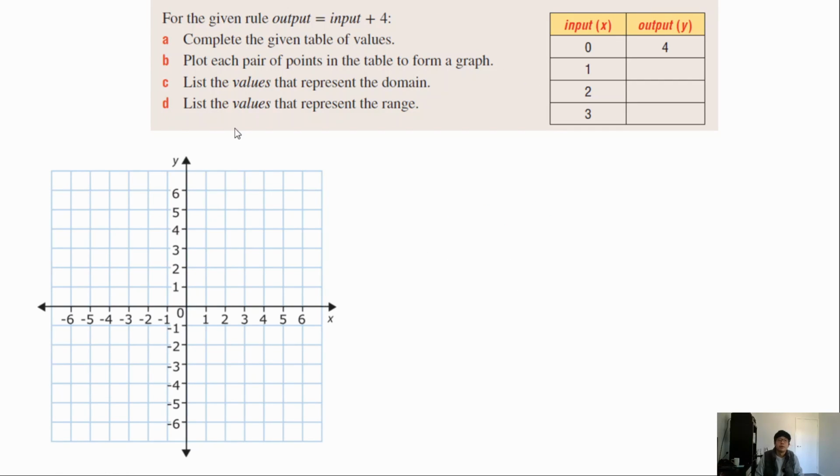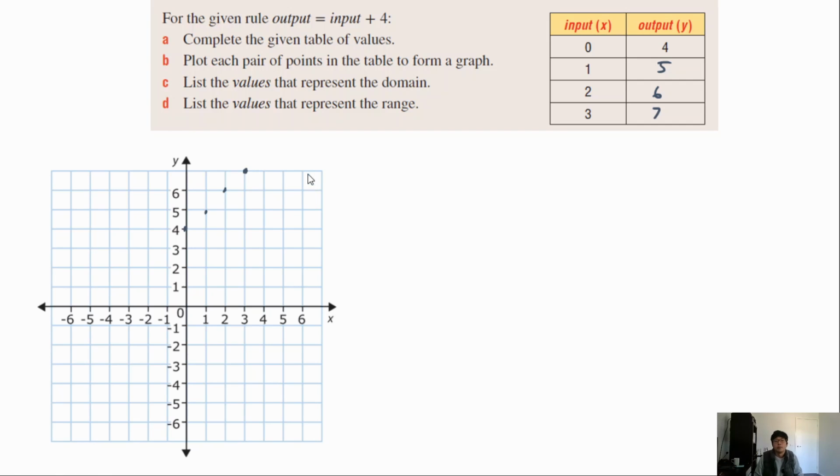Alright, now moving on. For the given rule, output equals input plus 4, let's complete the table of values for it first. So remember, output equals input plus 4, so we're just adding 4 to the input. This one will be 5, that one will be 6, and that one will be 7. Now, plot each pair of points in the table to form a graph. So just like we did before, we're going to plot these. First one is (0, 4). Next one is (1, 5). Next one is (2, 6). And next one is (3, 7).